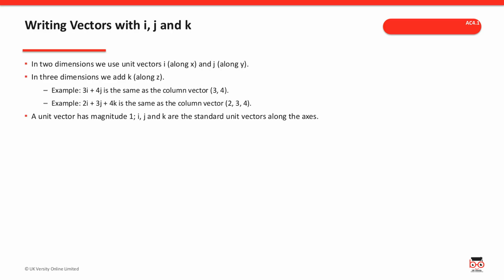We describe vectors using unit vectors, which point along the axes. In 2 dimensions, we use i along the x-axis and j along the y-axis, and in 3 dimensions, we add k along the z-axis. So 3i plus 4j is exactly the same as the column vector (3, 4), and 2i plus 3j plus 4k is the column vector (2, 3, 4). A unit vector simply has magnitude 1, and i, j, and k are the standard unit vectors along each axis.